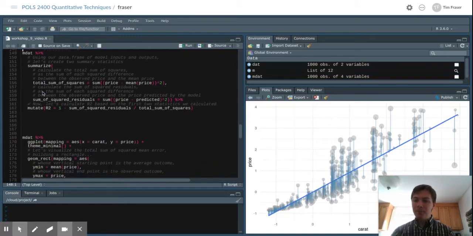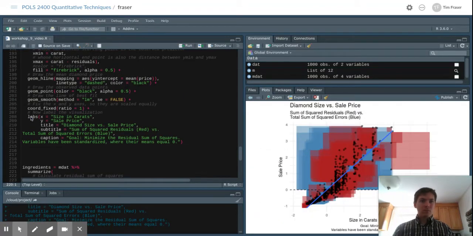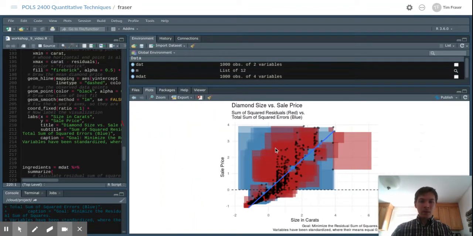Okay, so we've done that. But here's the thing. I promised earlier that you could visualize all statistics, that all statistics are single numbers that summarize something going on in data. And we can kind of see that. Here's what it would look like. So we've got blue and we've got red. The blue is the total sum of squares, and the red is the sum of squared residuals.